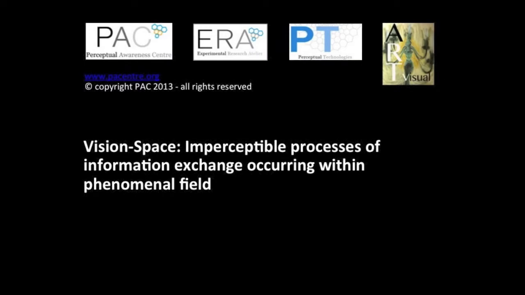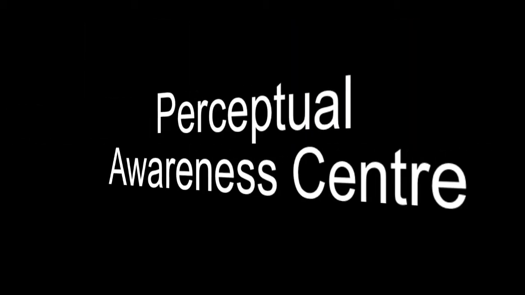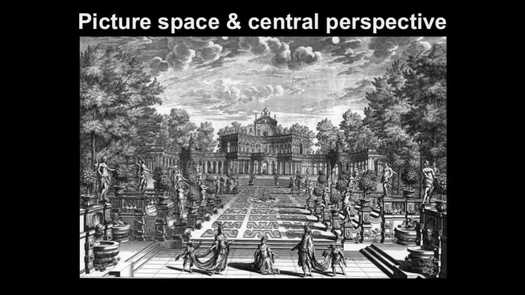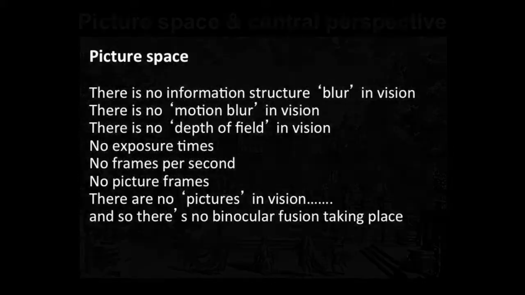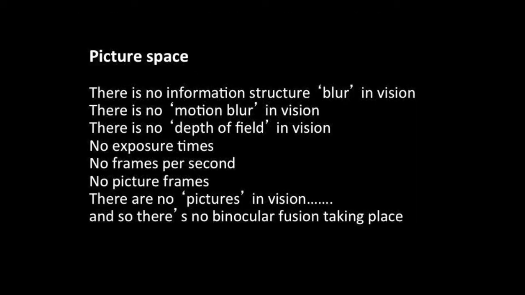In this vision space presentation, we start to look at the processes of information exchange taking place within phenomenal field. The data set in picture space, whether perspective or photographic still, is fixed and uniform. Within phenomenal field, the situation could not be more different, and for very good reasons.